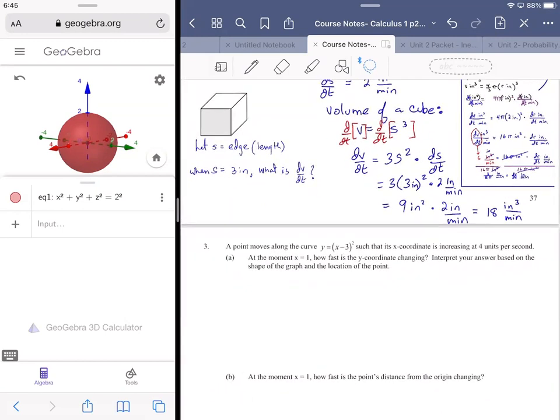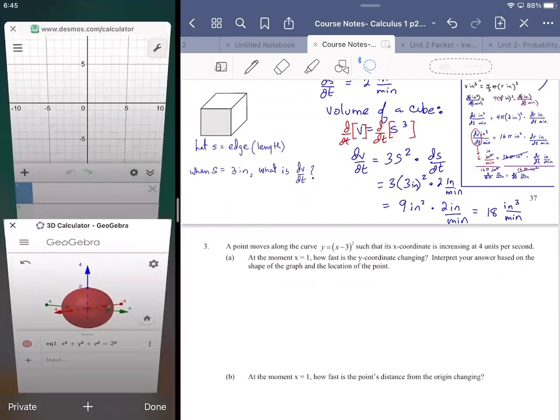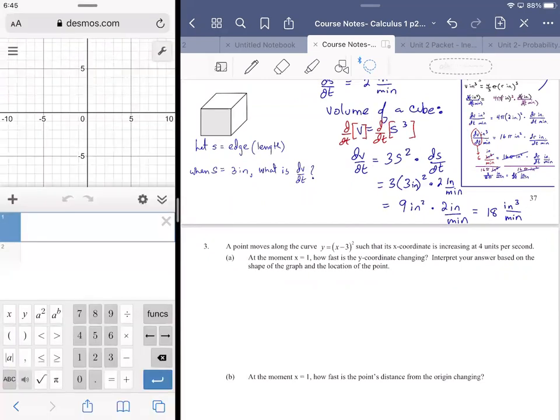Now, number 3, we start bringing this into the world of functions. A point moves along the curve y equals (x minus 3) squared, a parabola, such that its x coordinate is increasing at a rate of 4 units per second. I can actually plot an x coordinate on here, a moving x coordinate. You can too. It's just a matter of defining it.